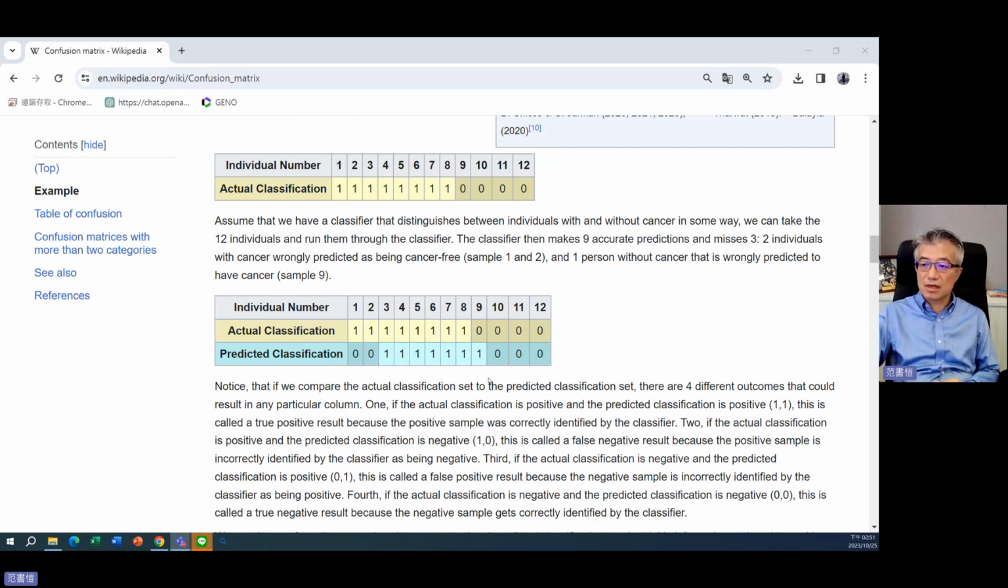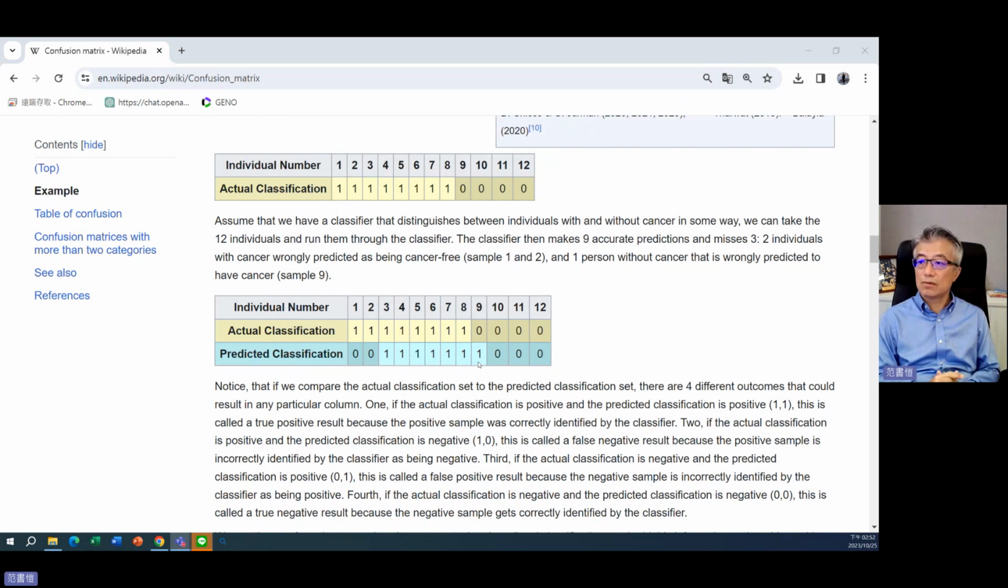And for instance number 9, the actual label is cancer-free. However, we mistakenly predicted it is an instance of cancer. So we mistakenly claim it is an instance of cancer. So we make a type 1 error. This case is also known as the false positive. In the literature of industrial engineering management, it is also known as the type 1 error or the false alarm.